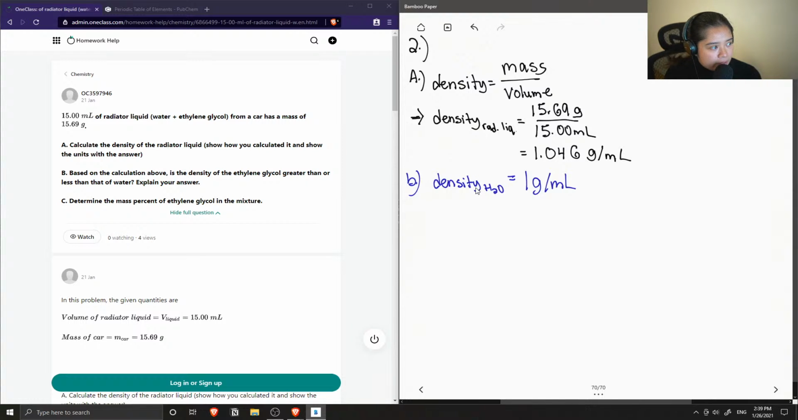And when we have this mixture of water and ethylene glycol, we have a higher density than that of water. So therefore, ethylene glycol is more dense.